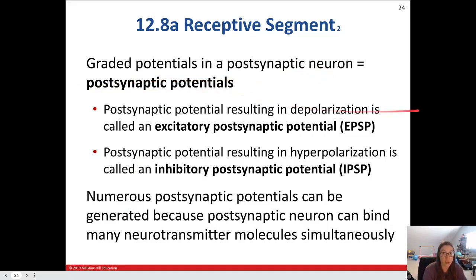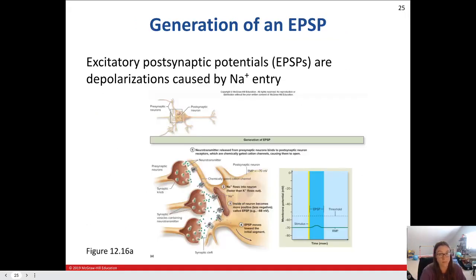Postsynaptic potentials that result in a depolarization, which means the cell gets more positive, are called excitatory postsynaptic potentials, or EPSPs. Postsynaptic potentials resulting in a hyperpolarization, which means the cell gets more negative, are called inhibitory postsynaptic potentials. Numerous postsynaptic potentials can be generated because postsynaptic neurons can bind many neurotransmitter molecules simultaneously, right? So we have a whole bunch of inputs coming into these neurons. Some are EPSPs, some are IPSPs.